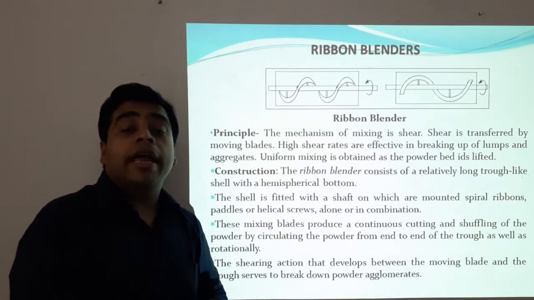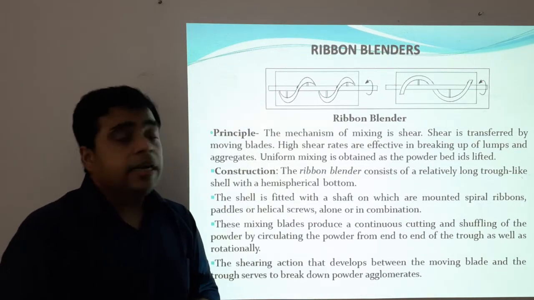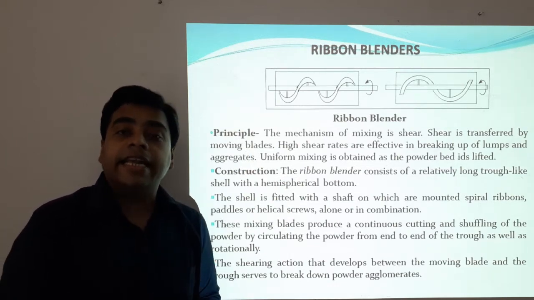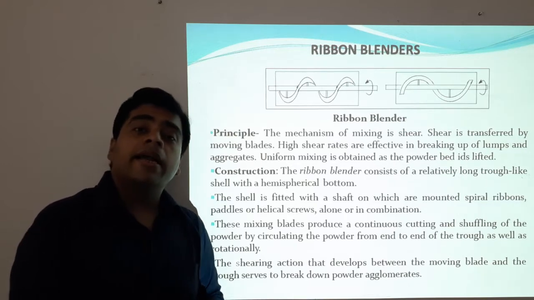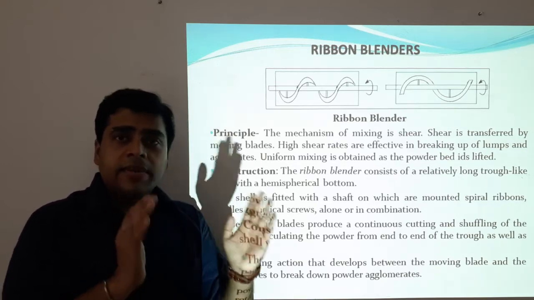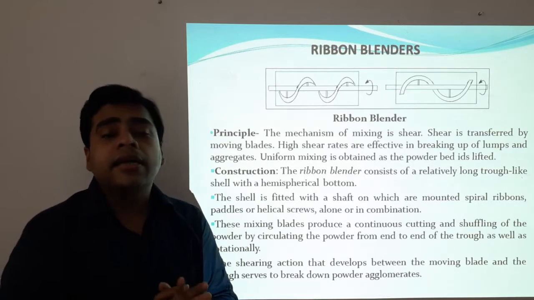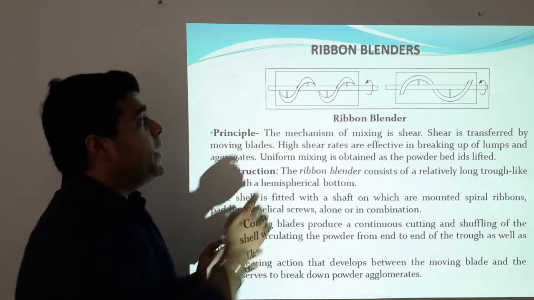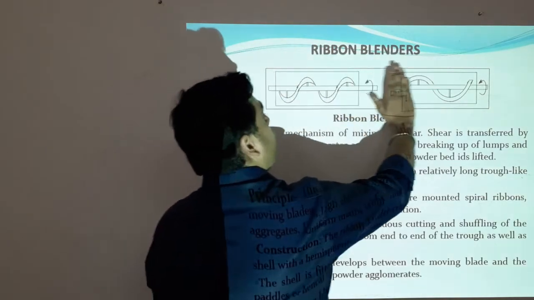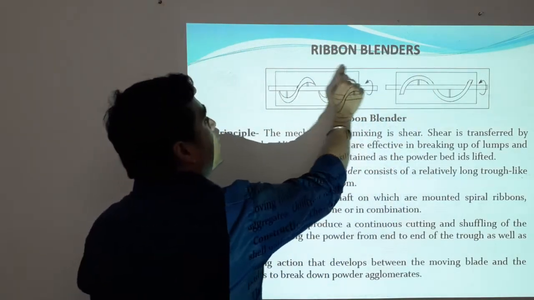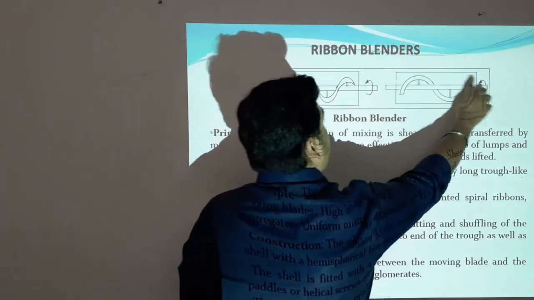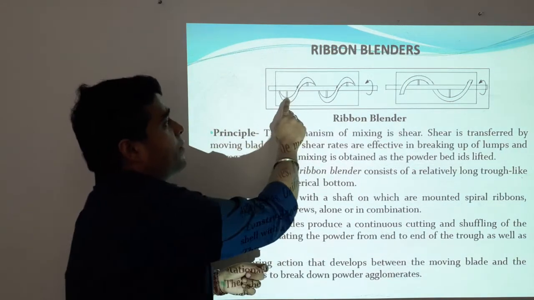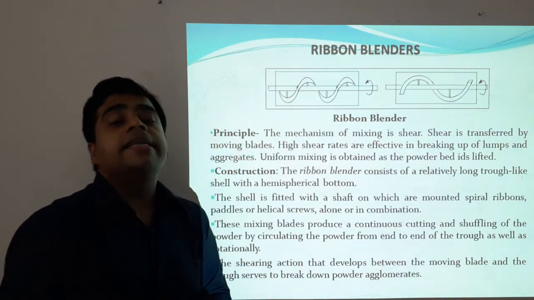Next, come to an important category of blenders called ribbon blenders. Ribbon blenders are categorized into the category of static mixers, and it is being done as a batch process. So a simple construction, and the principle behind it, the mechanism is definitely shear or force. Shear is transferred by the moving blades. So we are seeing the top view, top diameter. So this is a fixed trough. These are fixed troughs, and the attachment of blades is like a ribbon, hence the name ribbon blenders. So these blades can rotate.